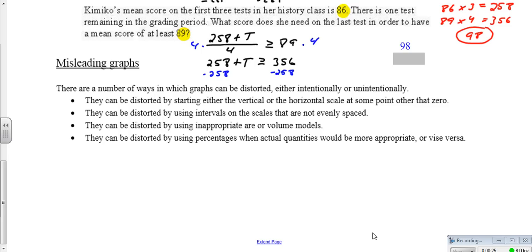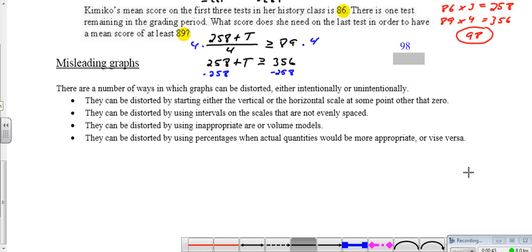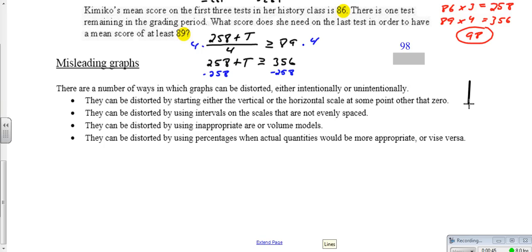So as a reader and a consumer, you must be very careful and be very aware of how the graphs are drawn. Okay, so how can they be done? Well, they can distort by starting either the vertical or horizontal axes at some point other than 0. So if I gave you a graph and it started at 0, that's okay.